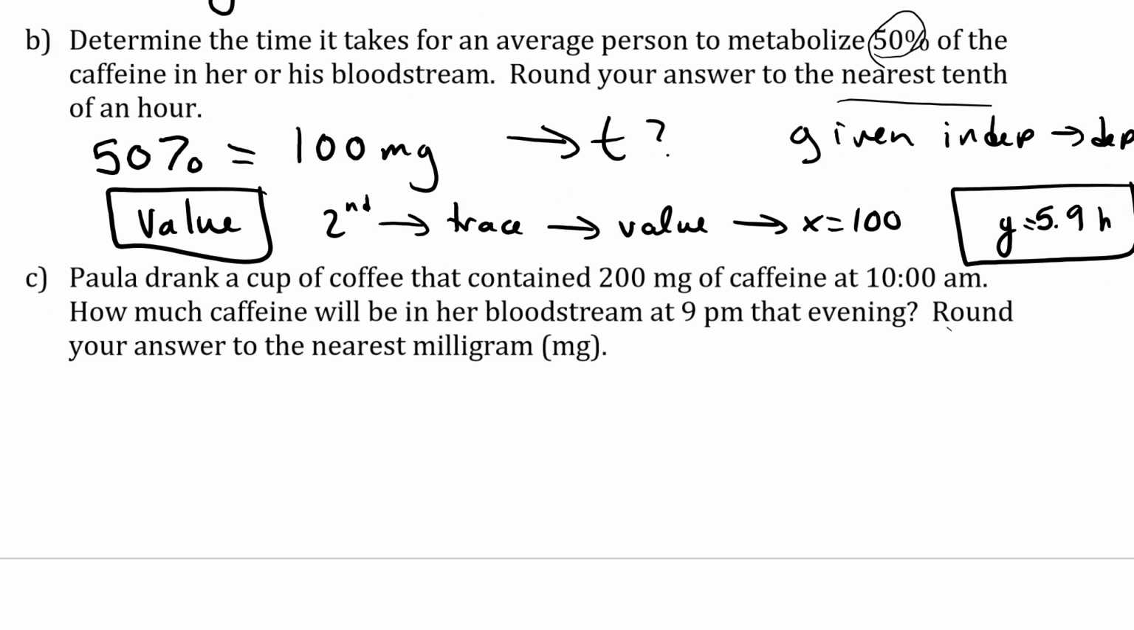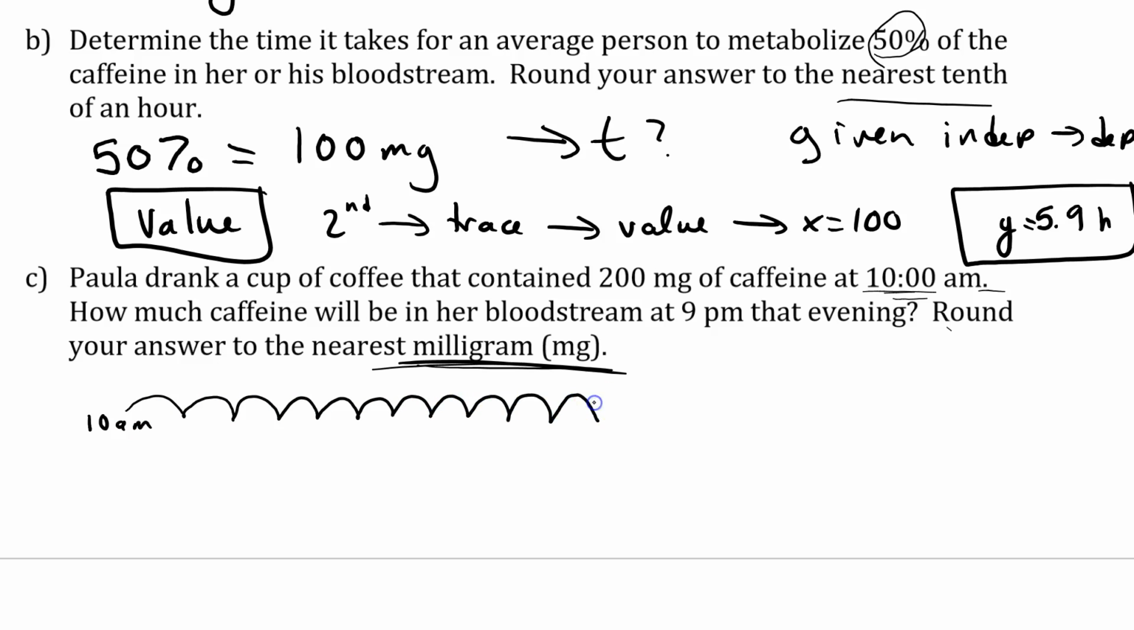How crazy is that? Last but not least, Paula drank a cup of coffee that contained 200 milligrams of caffeine at 10 a.m. How much caffeine will be in her bloodstream at 9 p.m. that evening? Round your answer to the nearest milligram, okay? So we're going to round to the nearest whole number. This always messes with me, okay? So from 10 a.m. to 9 p.m., I'm literally going to write, 10 a.m., 11, 12, 1, 2, 3, 4, 5, 6, 7, 8, 9 p.m. I always use my fingers to count this out or some kind of visual because it always messes with me. Sometimes there are one more than you assume or one less. So let's count 1, 2, 3, 4, 5, 6, 7, 8, 9, 10, 11 hours.